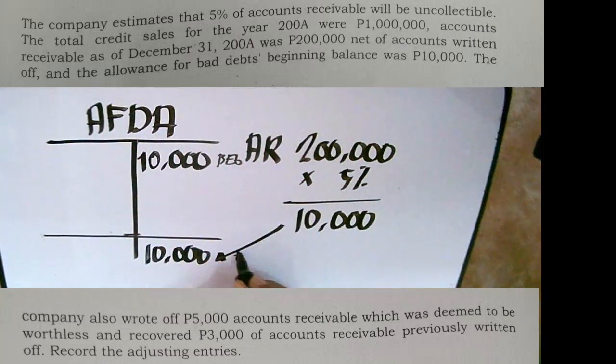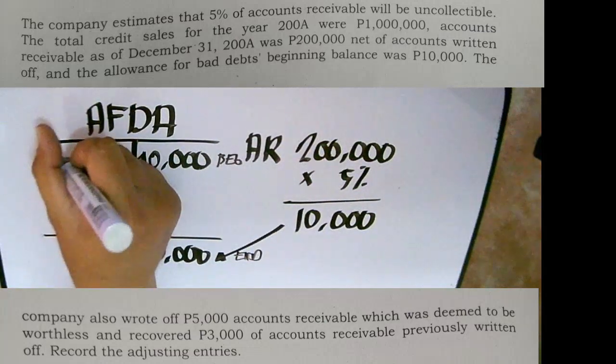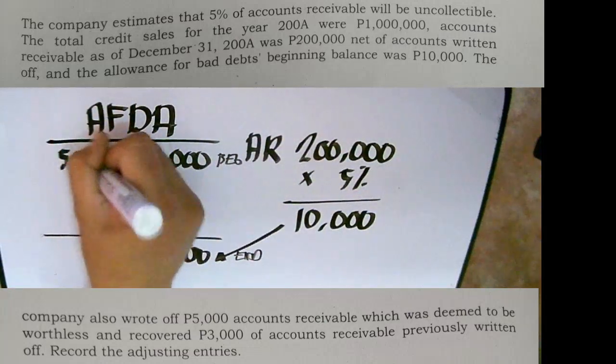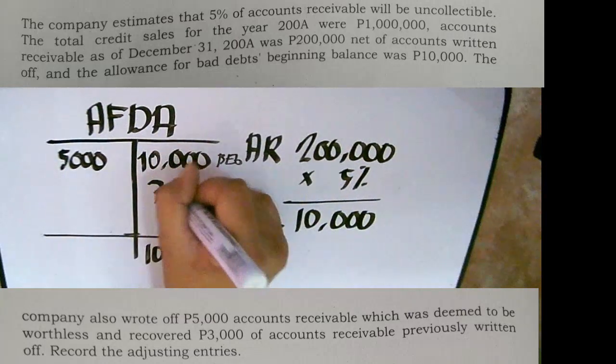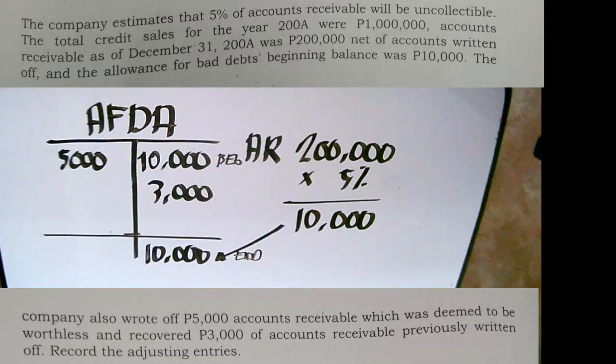Beginning, to end. Tapos, kung babalikan nyo yung naging entry natin kanina, doon sa ating pag-write off ng 5,000, dinebit natin yung AFDA doon. So, debit ng AFDA, 5,000. Tapos, nung nag-recover tayo, diba yung entry natin kanina, debit tayo ng cash, credit tayo ng AFDA. Ibig sabihin na-credit ulit yung ating 3,000.